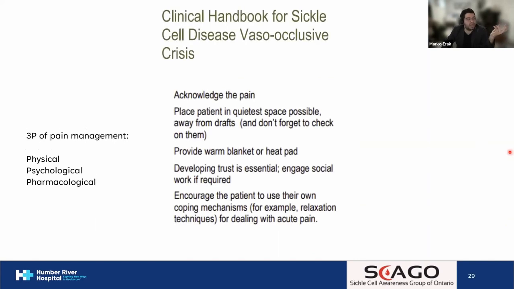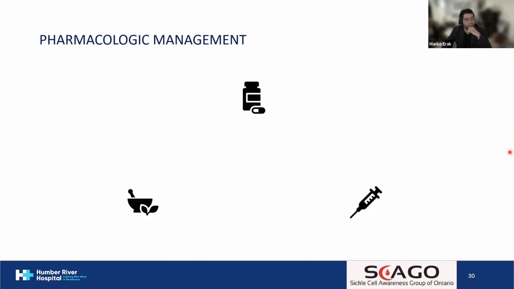And this I had on an earlier slide. Again, even the clinical handbook of sickle cell disease, vaso-occlusive crises, talks about these 3 Ps or other modalities to treat pain. But this is sort of why I went to school, so I can give the pharmacological treatments. So I'll talk about that. Kidding aside, though, when you talk about pain management to a healthcare provider, this is where their mind goes right away.